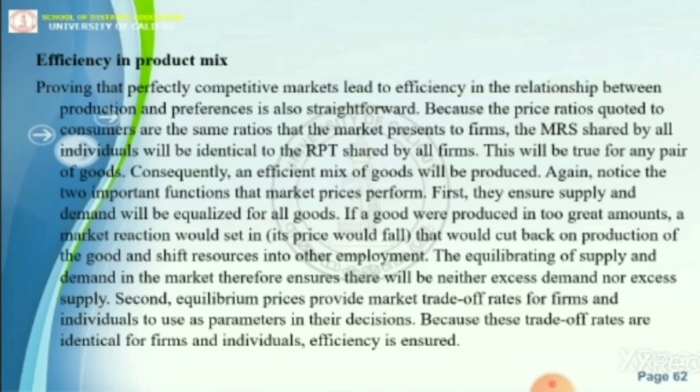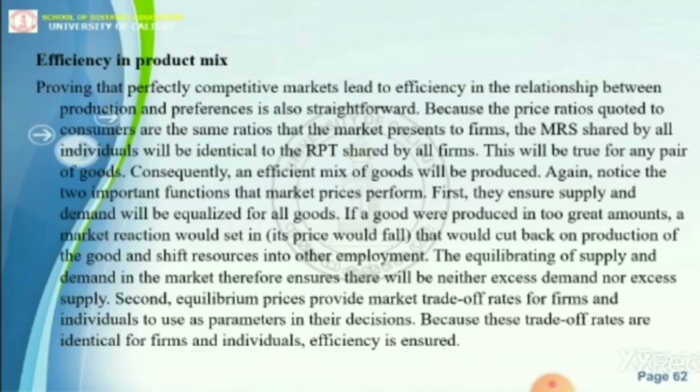Again, notice the two important functions that market prices perform. First, they ensure supply and demand will be equalized for all goods. If a good were produced in too great an amount, a market reaction would set in, the price would fall, and that would cut back on production of the good and shift resources into other employment. So the equilibrating of supply and demand in the market ensures that there will be neither excess demand nor excess supply. So the market will be in equilibrium, isn't it? So with market equilibrium there will be an efficient product mix.